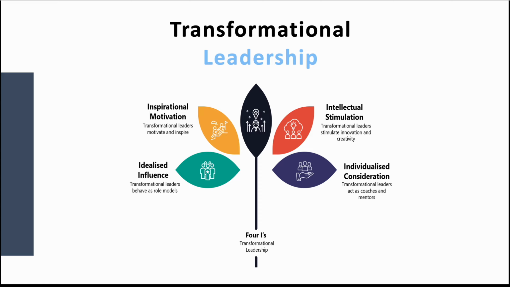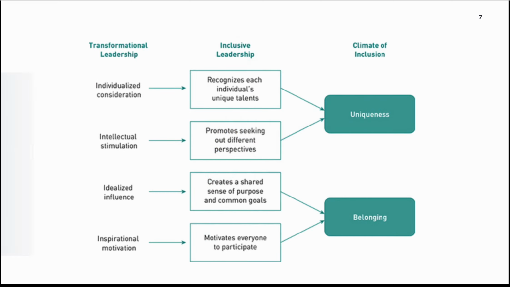We can combine them with those components we just talked about for inclusive leadership. And so here you can see how each component of transformational leadership maps on to a component of inclusive leadership, and that together those can create a climate of inclusion. So a transformational leader gives individual consideration to individuals, recognizing who they are as a person and what makes them unique. And they also seek out these different perspectives through questioning and curiosity. And so these 2 things together create a sense of uniqueness.